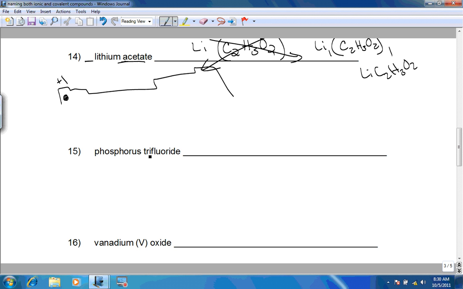Okay, phosphorus trifluoride. Notice you have a prefix here. That means it's molecular, which means we're not worrying about the charges. So we have phosphorus and fluorine. The fact that you don't have any prefix in front of phosphorus means that you only have one there. And that tri means we have 3 fluorines. So it'd be PF3.